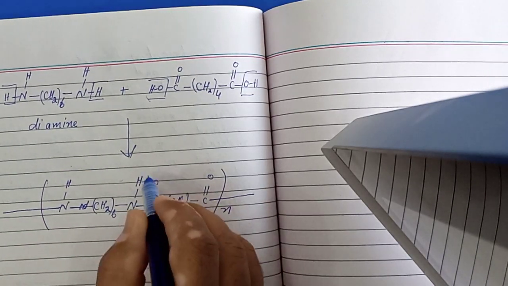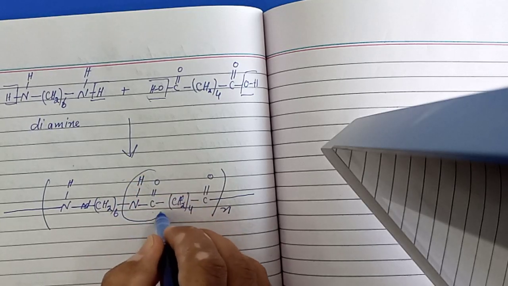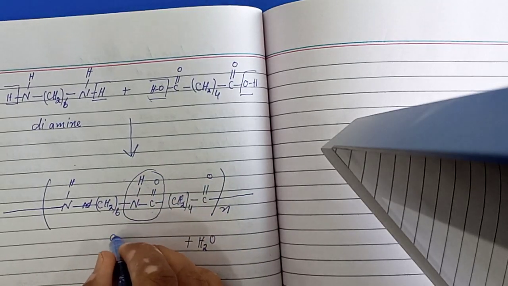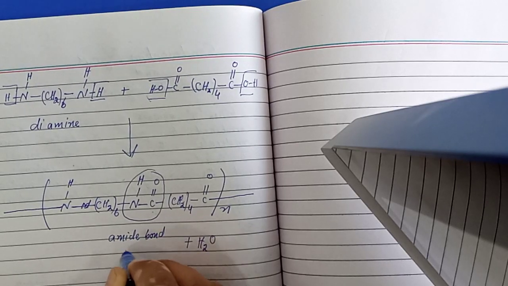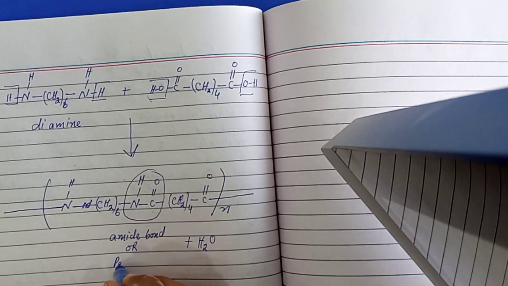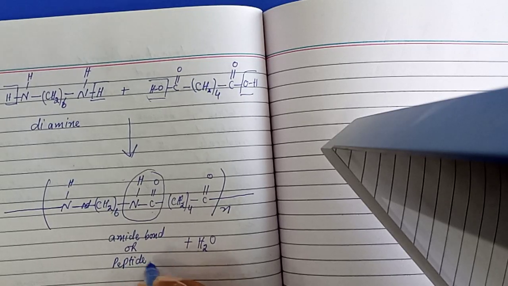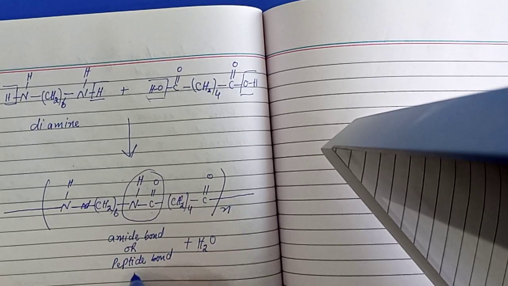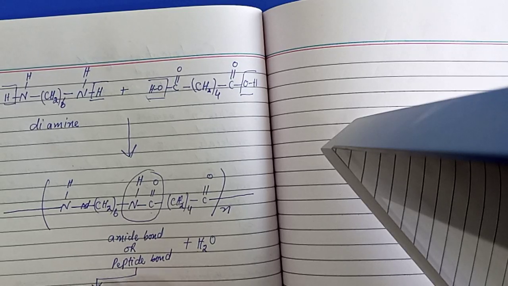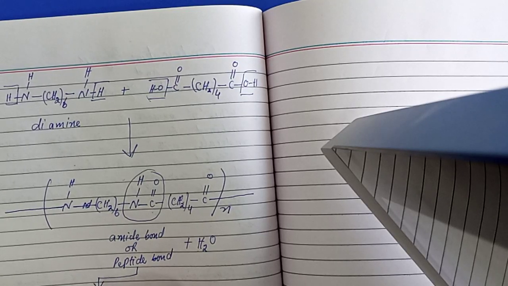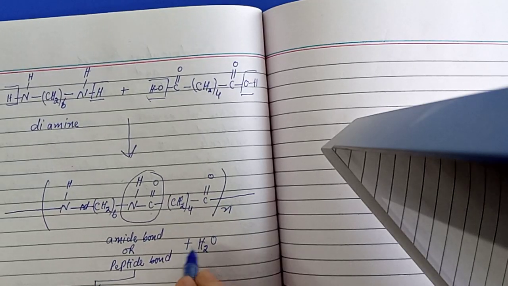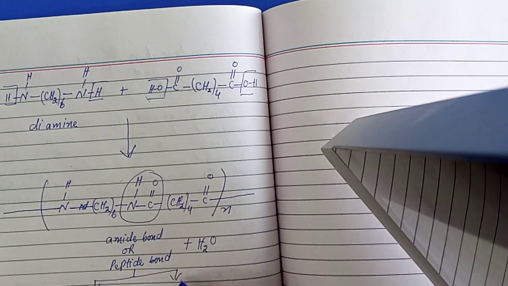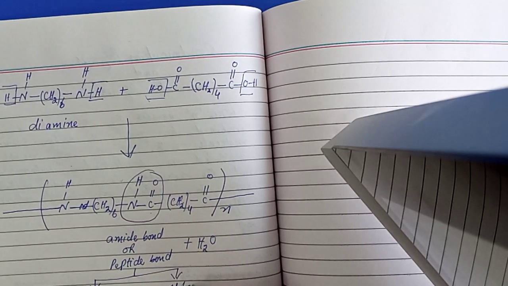But now this is a different type of bond here. So you have to mention that this is an amide bond, or you can even say this is a peptide bond. And you also have to remember the peptide bond is naturally present in proteins, in amino acids, and in proteins. And artificially or synthetically it is present in nylon.